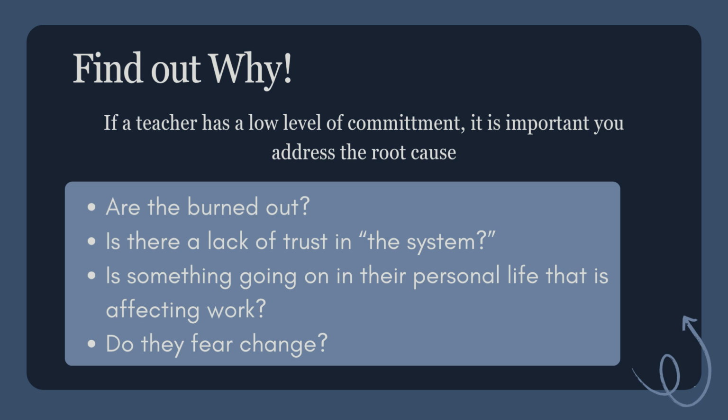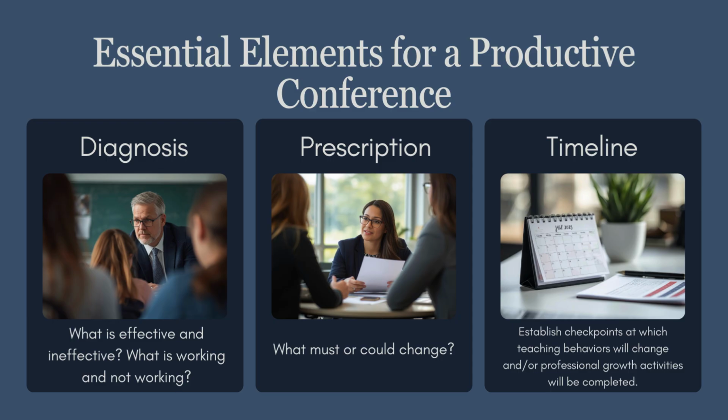So now that we've found out the level of commitment and the level of abstraction when we're doing an observation on a teacher, we're going to move ahead and talk about the essential elements for a productive conference. We need to diagnose that teacher. Just like a doctor would diagnose, we're going to say, what is effective and ineffective? What's happening in that classroom? What is working and what is not working? We're going to talk about what supervisory styles we are going to use in a minute.